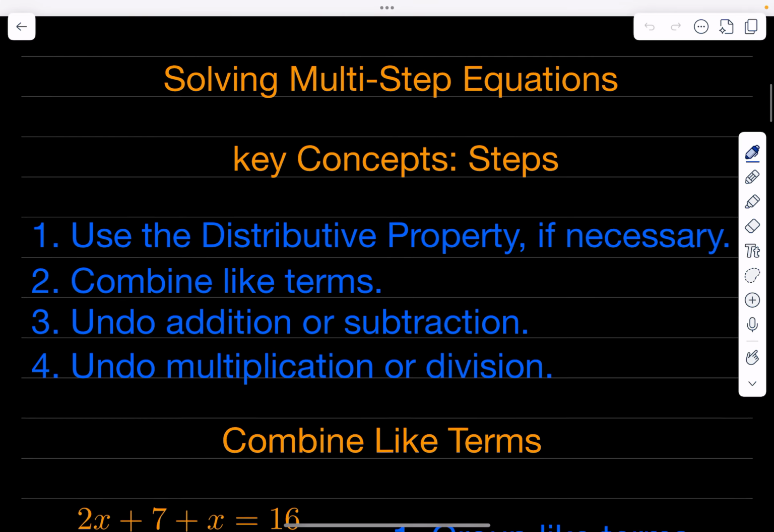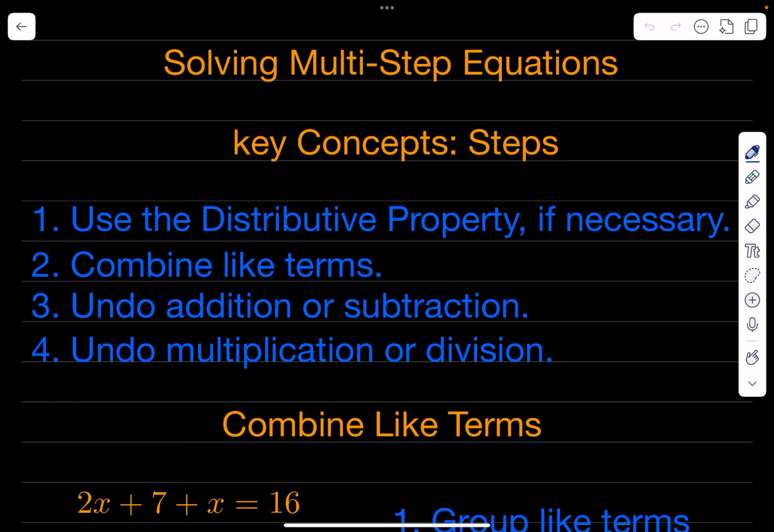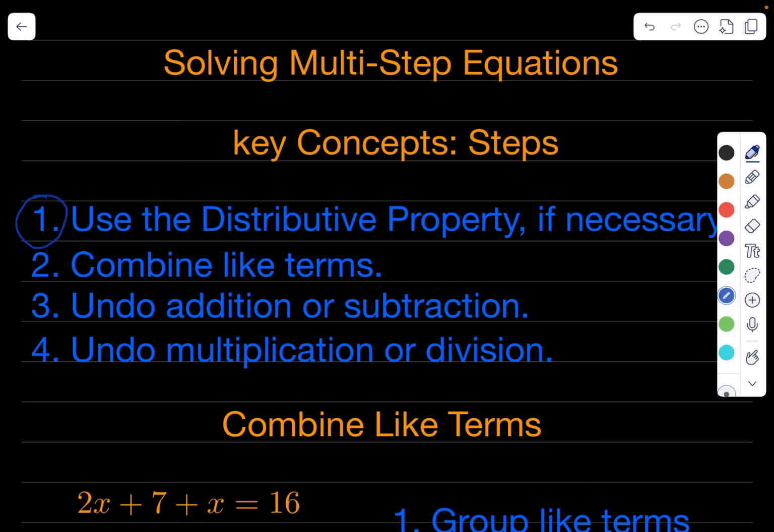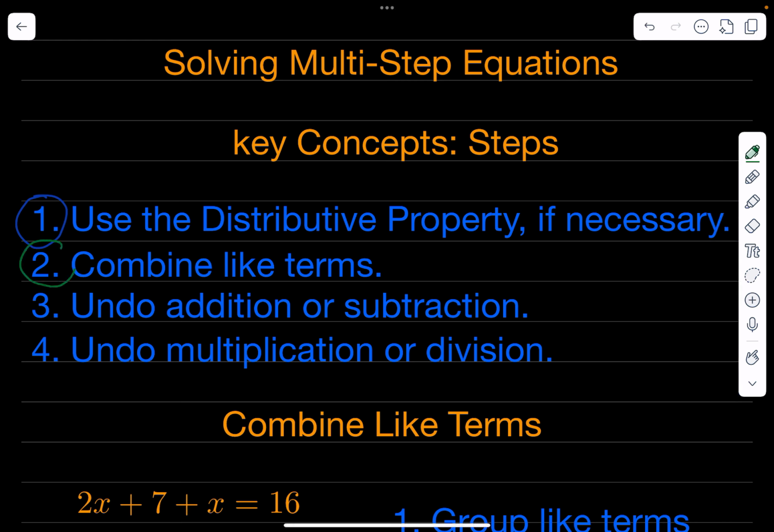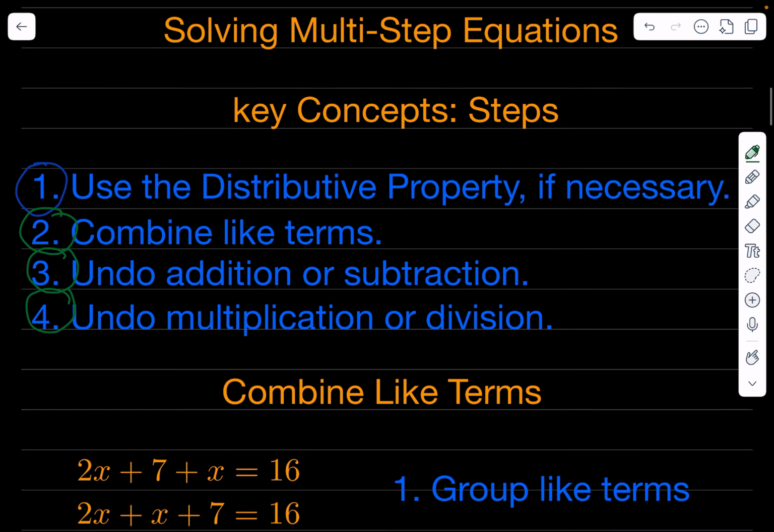All right, solving multi-step equations. Let's look at steps, right? Because this isn't just one or two. We've got to look at a multitude of things. One, we're going to use the distributive property if necessary. Combine like terms if necessary. Undo addition or subtraction. Undo multiplication or division. So, we're going to do 2 different examples. The first one we'll use combining like terms.